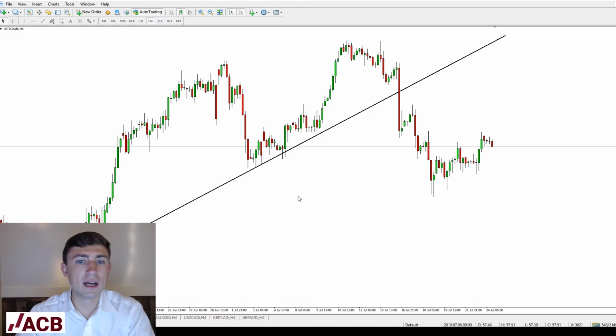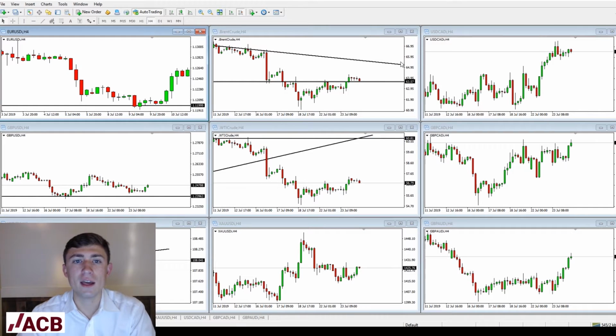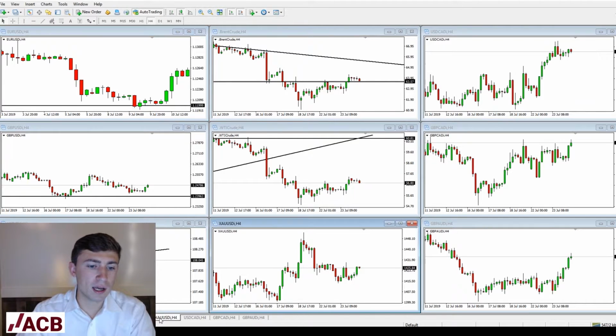Also, as you can see, we are finding some sort of support down here. Price may also want to test those recent highs again. So if we get a bullish run on oil, we might find some sort of reaction there. Let's go ahead and jump into gold.